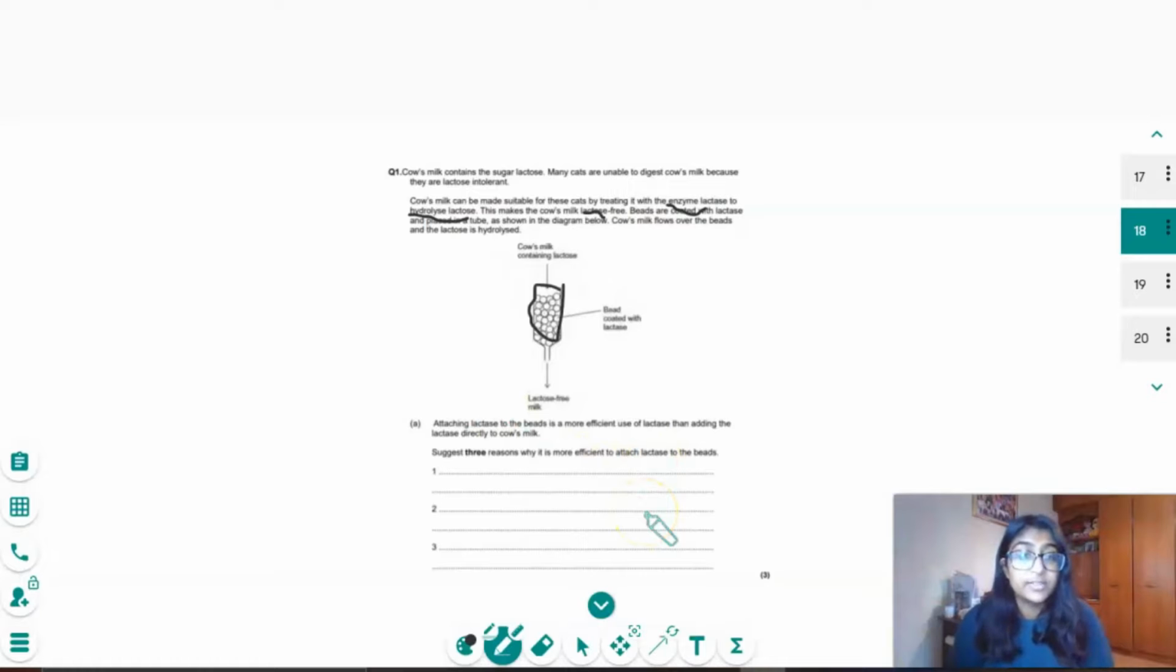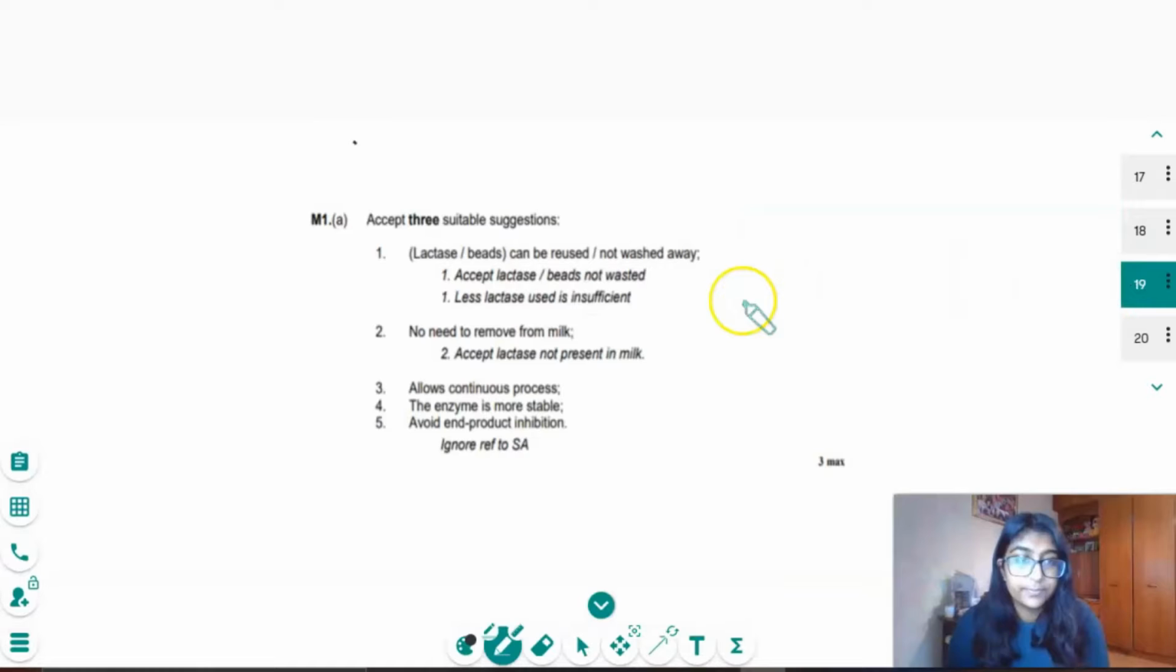Now let's look at the mark scheme to see the actual reasons given. So here we are. If we use beads, then these can be reused and not washed away, and you don't need to remove them from the milk. It also allows a continuous process, because as you're just using beads, you can just reuse them and start using them again. You don't have to filter it out and then start something else. It's a continuous process. The enzyme is also more stable and it avoids end product inhibition.